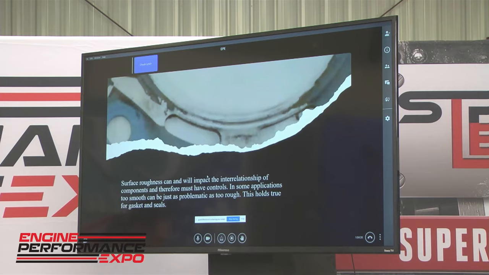In some applications, too smooth can be just as problematic as too rough. This holds true for gaskets and seals. Oftentimes when people are polishing crankshafts, they are unaware that you actually want a rougher surface finish for your seal surface, typically like 10 to 20 RA, than you would on your journal surface, which you would ideally like to see at less than 10 RA or like 60 RZ.